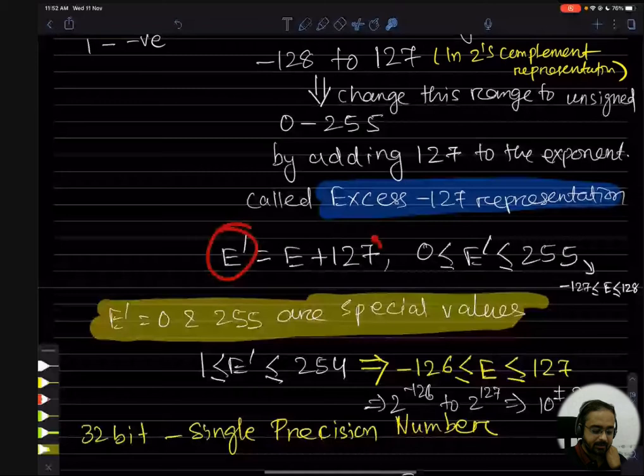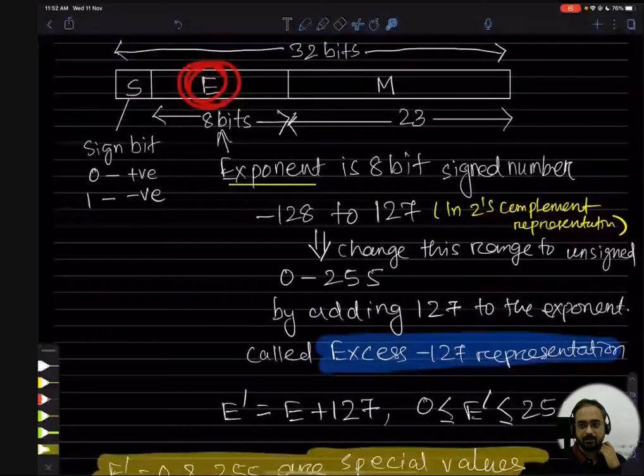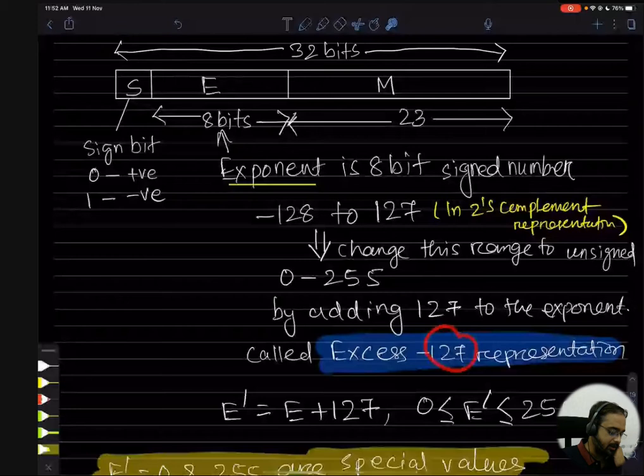That's why it is called excess 127 representation. That means whatever value you are keeping inside E, it is the excess value of 127. Whatever value you read from the E exponent is an excess value of 127, because 127 is already added to that value. So tell me, if you are reading the value of E and you got 5, what will be the actual exponent?